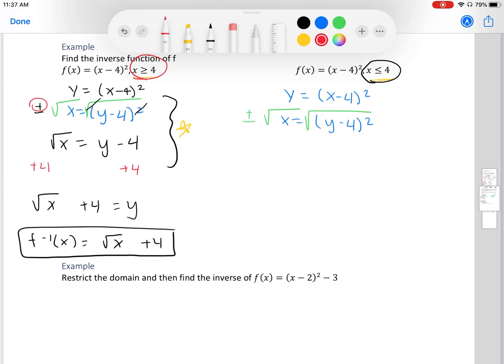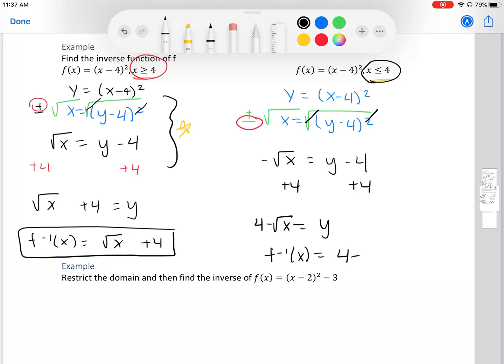But because we want those that are less than 4, we want only the negative. So that I have negative square root of x is equal to y minus 4. That square and square root are gone. Let's move the 4 to get y by itself, so that we have 4 minus square root of x is equal to y. Let's change that y to inverse notation. F inverse of x is equal to 4 minus the square root of x. There we have it.